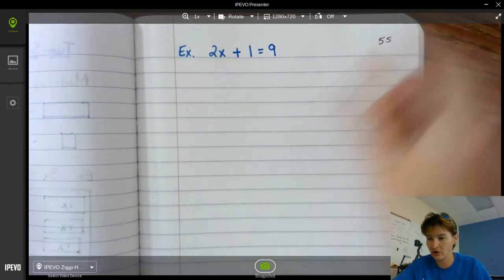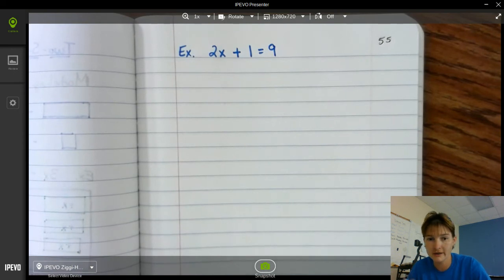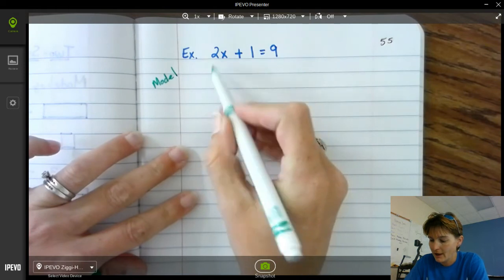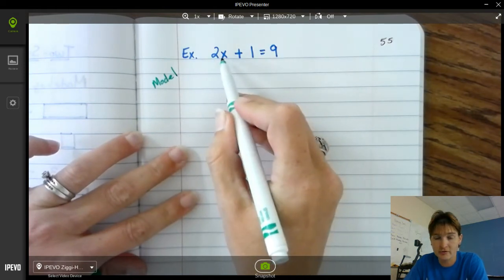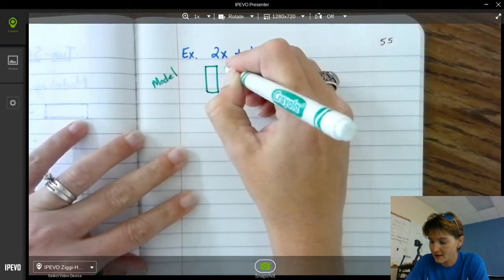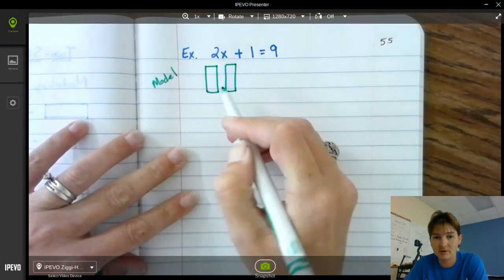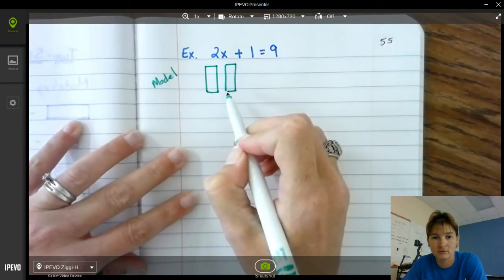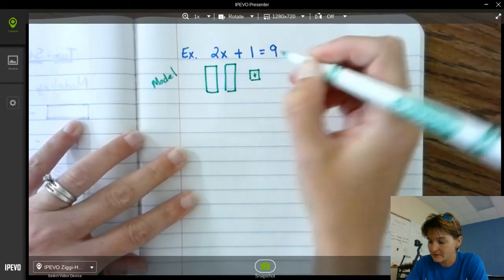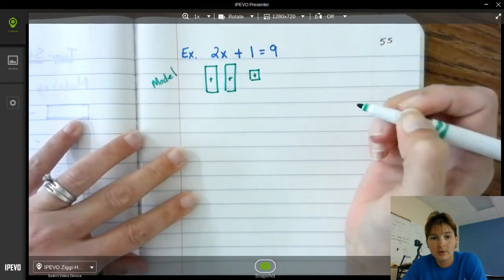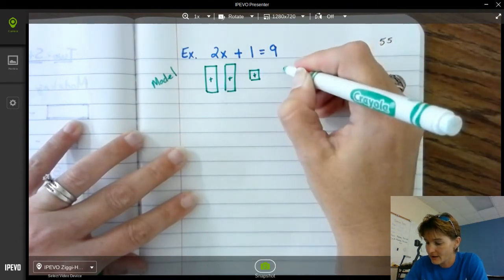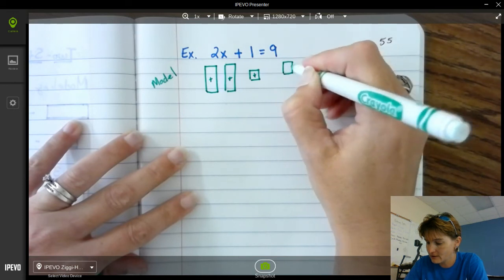All right, so we're going to start off with our modeling. So we're going to model here. And we have 2 x's, so 2 variables. And I'm going to go ahead and do this a different way that you could possibly see it, with the x being standing tall rectangles. Okay, and then we have positive 1 here, and this equals 9. So we need 9 squares.